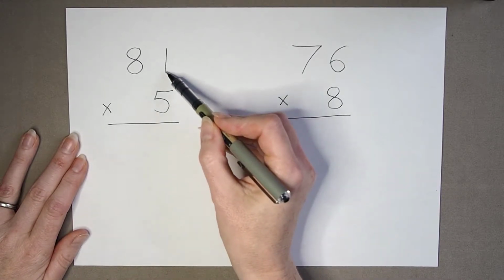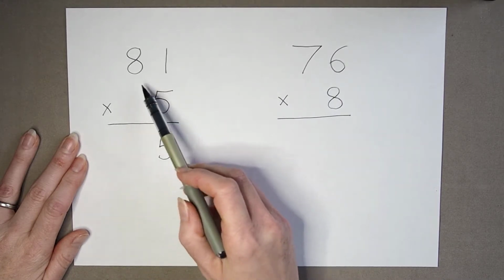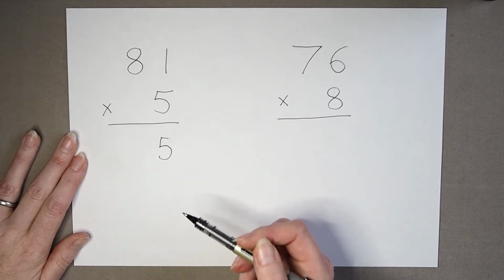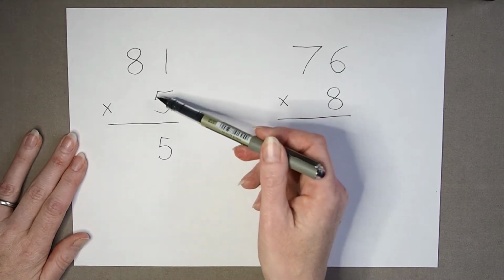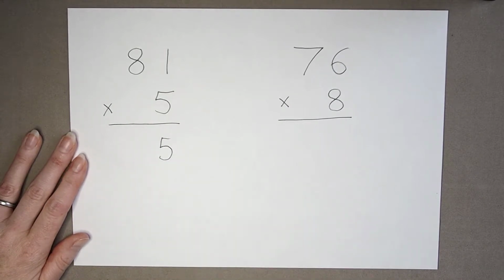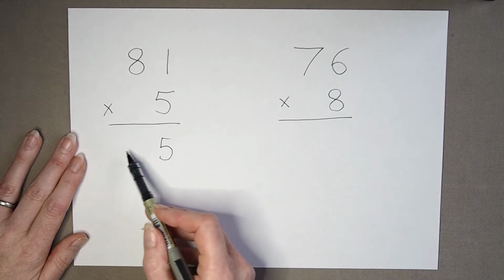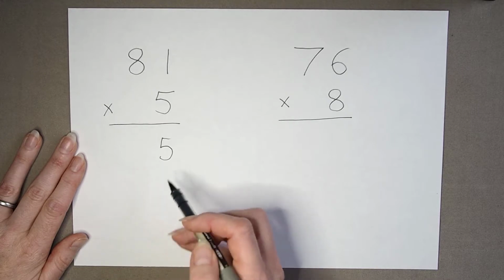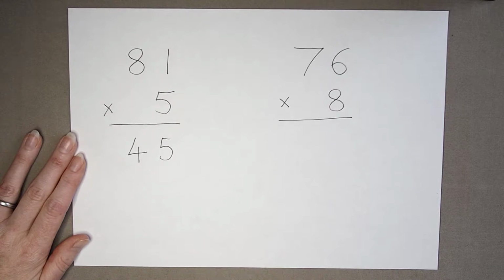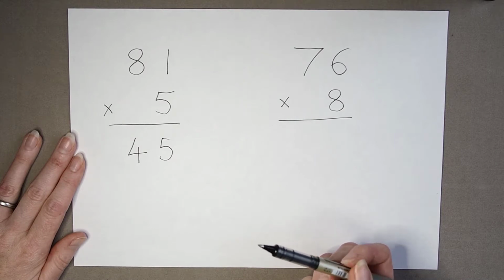So 1 times 5 is 5. 5 times 8 is 40. Now, some pupils, because they've said 5 times 8 is 40, looking at their answer will just be in their head adding on the 5 and getting 45. So rather than writing 40 with the placeholder, they will just write the 4. 1 times 5 is 5, and because 5 eighths are 40, that means 45.